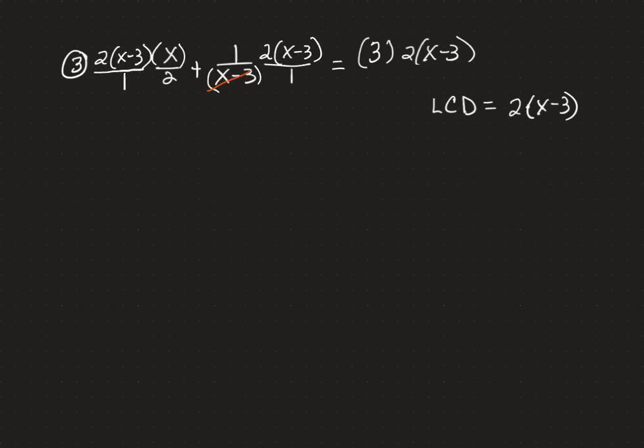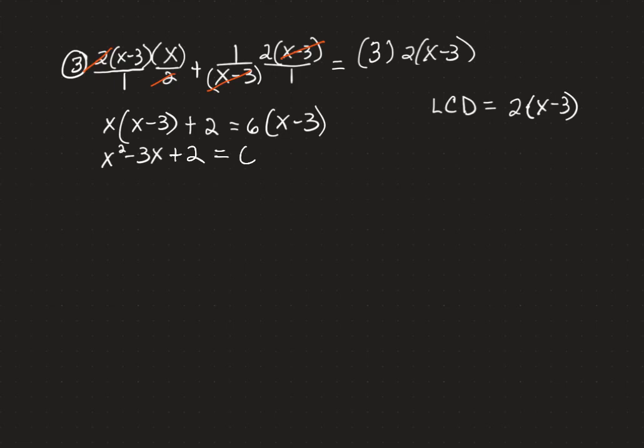And now I can do some canceling. And in fact, this is exactly why we use this technique. All of your denominators should cancel. If they don't, you have a mistake somewhere. So I'm just changing the order here a little bit, since it's multiplication in that first term. Plus 2, that's all I have there. Equals 6 times x minus 3, because I multiplied 3 times 2. And now here I have x squared minus 3x plus 2 equals 6x minus 18.